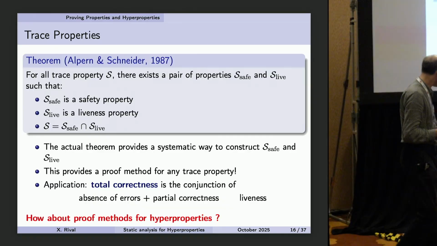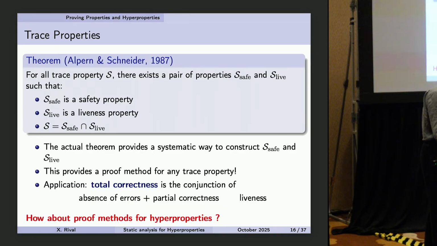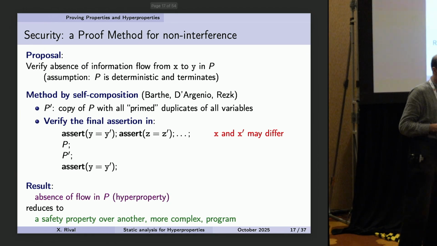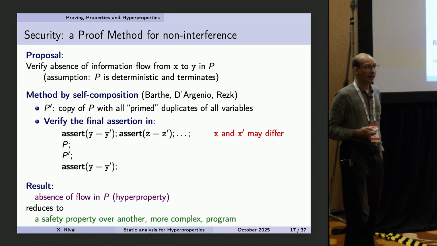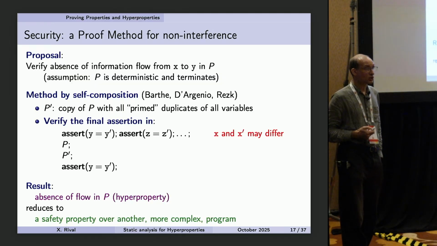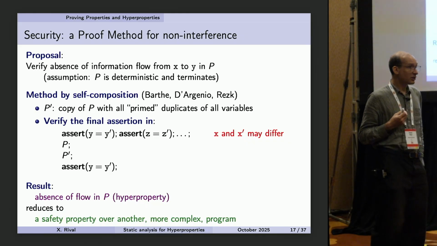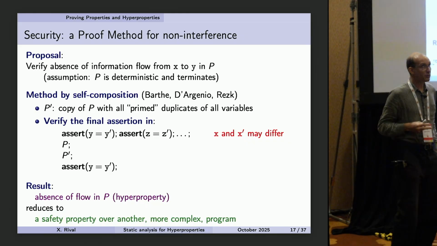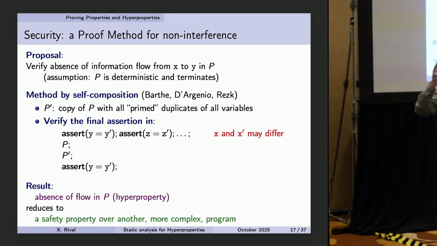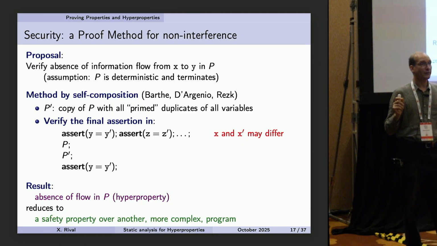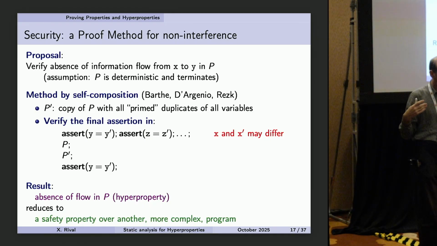Now, what if we move to hyperproperties? We go to things that are not properties. Let's look first at the security example which I mentioned a bit earlier, which was non-interference. For non-interference, as I said, what we want to prove is that if you run a program twice with states that differ only in the initial value of a sacred variable, the output should not differ for any of the observable variables. So how can I do that?